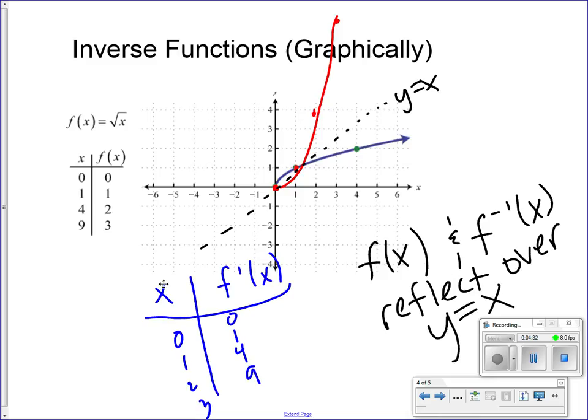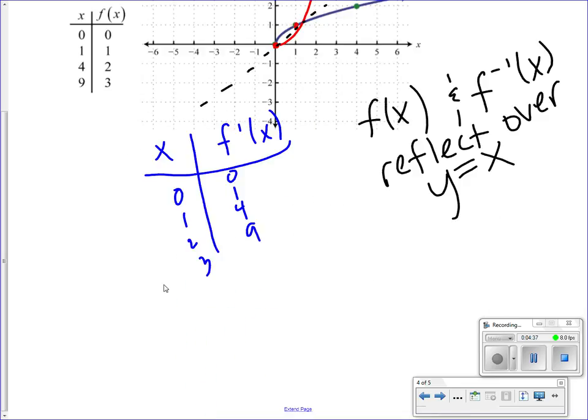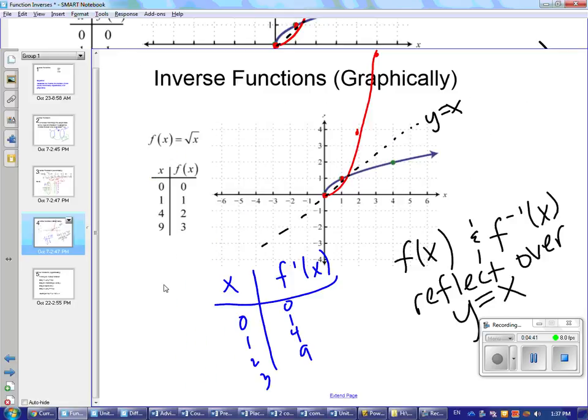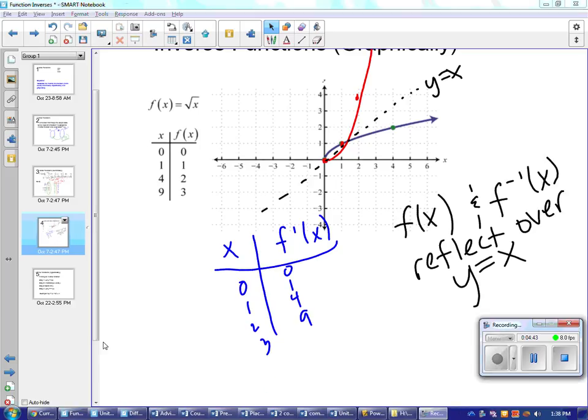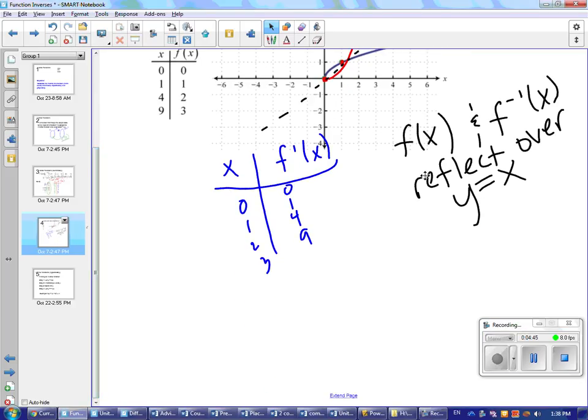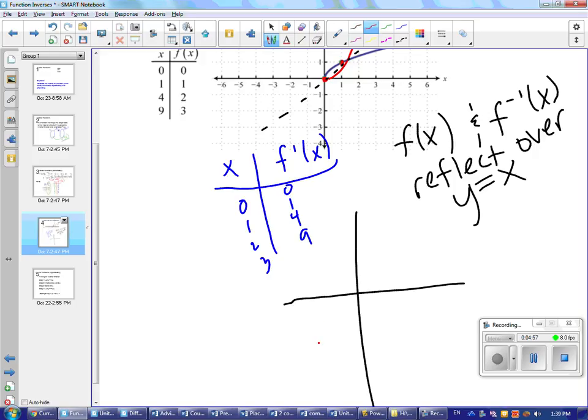So with that information, you can actually take any graph. So knowing this pattern that it reflects over y equals x, you can now sketch the graph of the inverse of any function. So here's a graph, and I'm just going to sketch an arbitrary function. And what is its inverse?